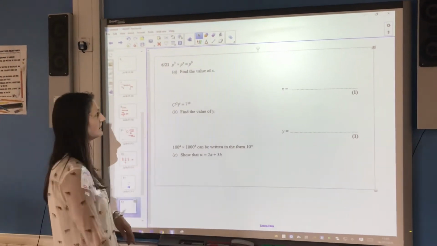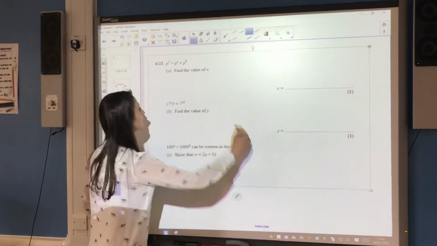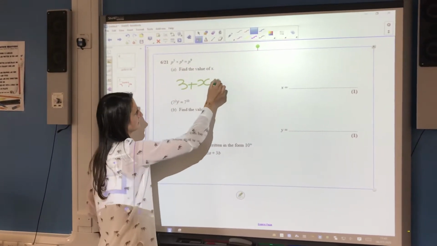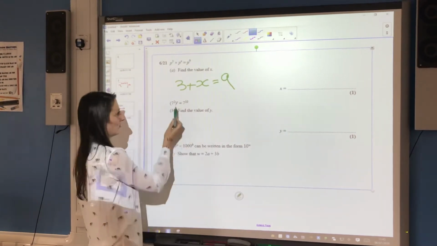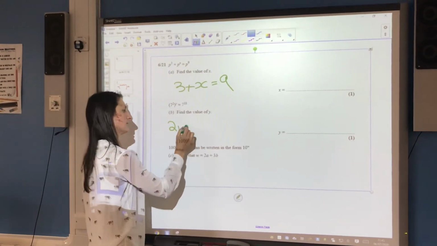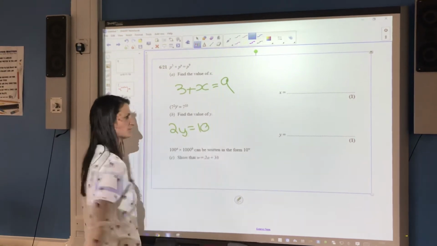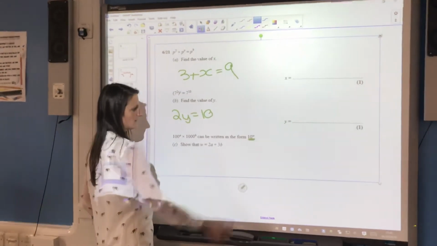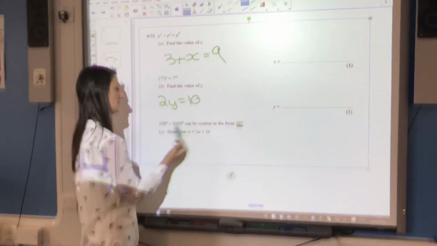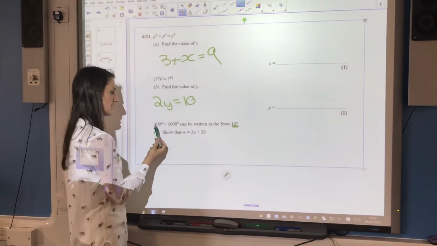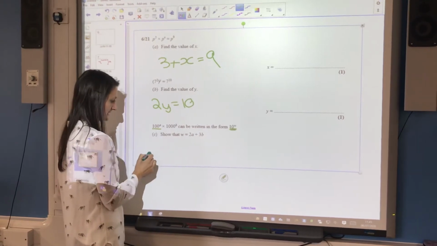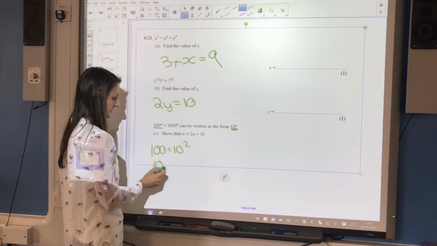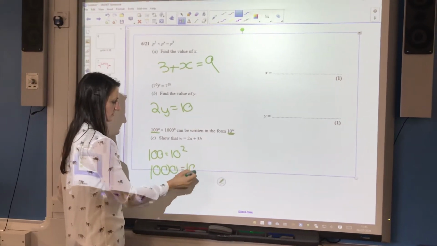On this question here, the key thing to remember is when you're timesing, you add your indices, and then when you've got brackets, you multiply your indices. So you've just really got some simple equations to solve. This last one's a bit tricky. It's about realising again that we want to link everything in terms of the tens. So all you really need to realise is that 100 is just 10 squared, and 1,000 is 10 cubed.